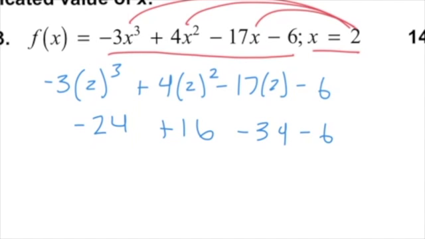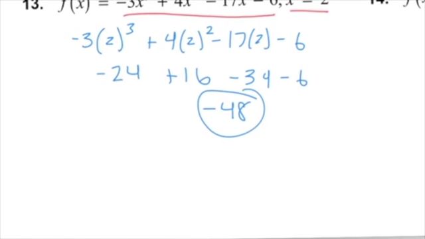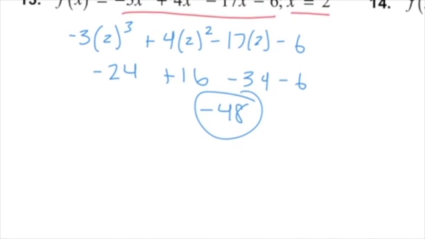So I end up with negative 24 plus 16 minus 34 minus 6. So negative 24 plus 16 is negative 8. Negative 8 and negative 34 is negative 42, and negative 6 is negative 48. So I end up with negative 48. You can use a simple calculator there to do that math. But now I'm going to show you how you can use synthetic division to get the exact same answer and what might be actually quicker and easier. You have a choice after this lesson. When evaluating, you can do it the old-fashioned way, the way you learned before, or this new way using synthetic division.